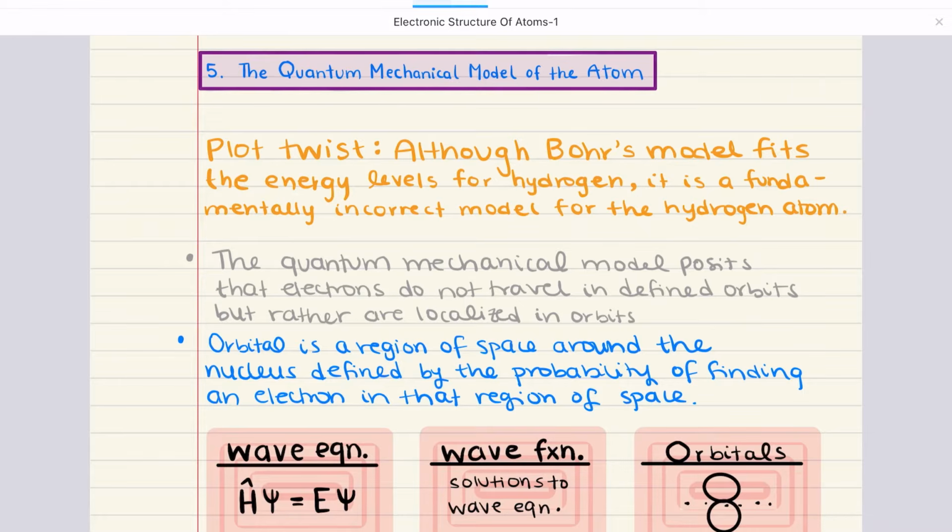fundamentally incorrect. And now you're probably like, whoa, Iman, chill girl. What are you talking about? I thought we liked Bohr. Now we're dissing him. And yeah, maybe a little bit.